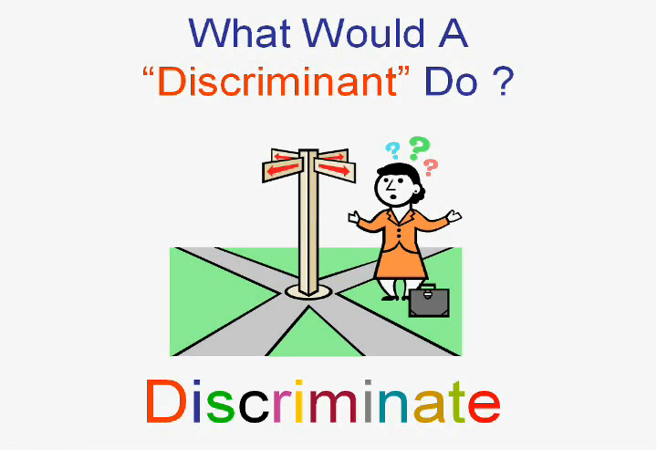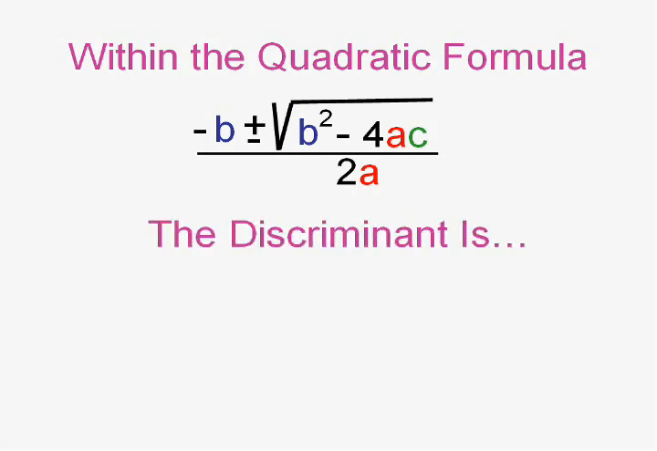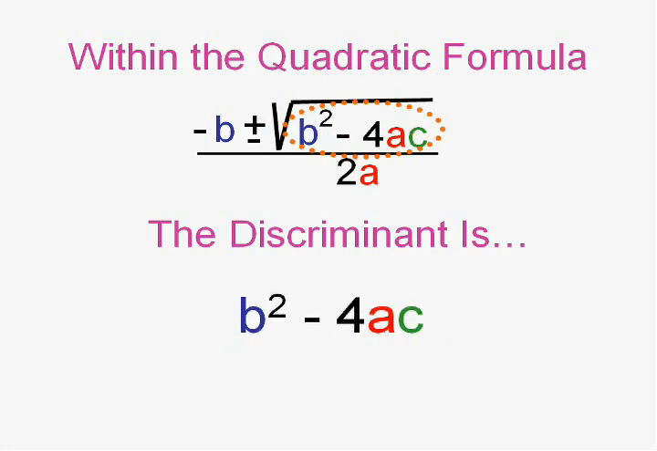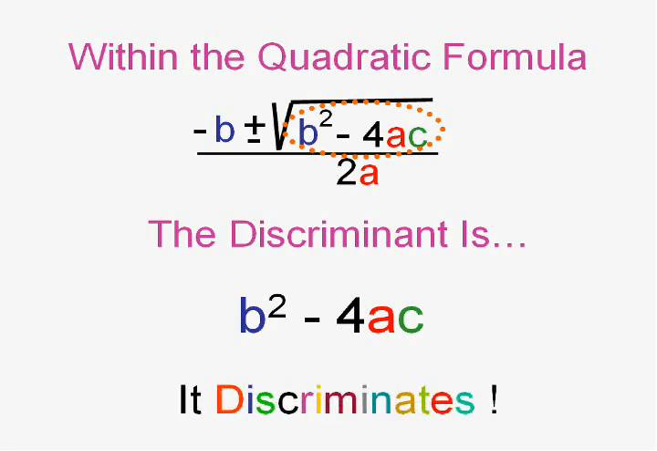What I want you to know is that within the quadratic formula, the discriminant is the part inside the square root. And what part is that? B squared minus 4AC. Don't have to take any square roots to find the discriminant, because it's the part inside the square root. And it discriminates.